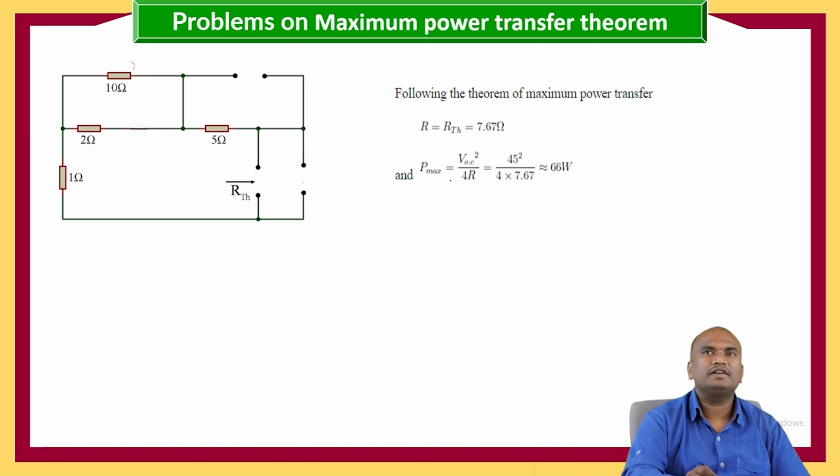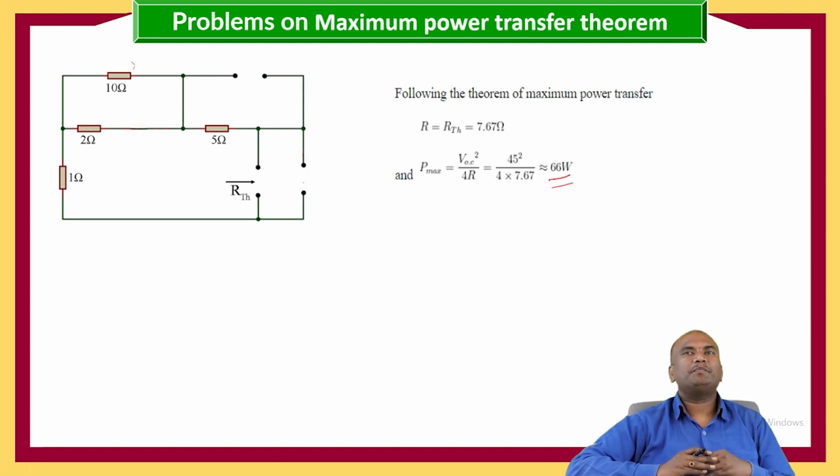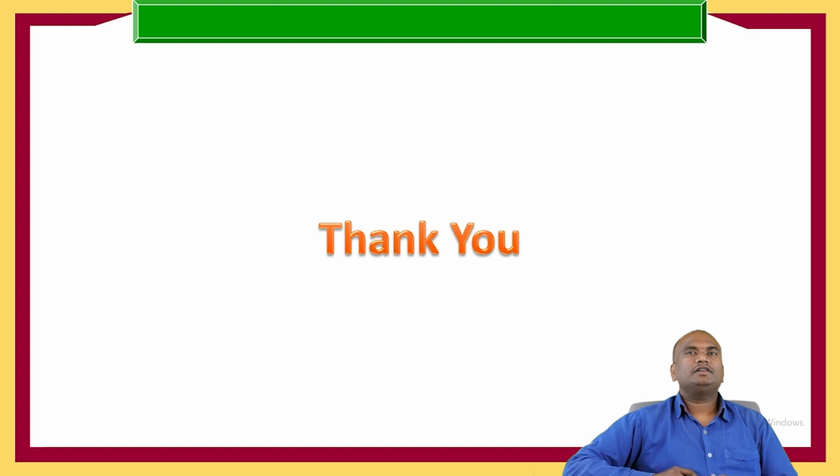So the maximum power transfer is equal to VOC square by 4 RL, that is equal to 45 square by 4 into 7.67, which is approximately equal to 66 watts. This is the maximum power delivered to the load when the load resistance is equal to source resistance. So in this session, I have discussed the different problems on the maximum power transfer theorem, and also we have calculated the amount of maximum power transferred to the load.